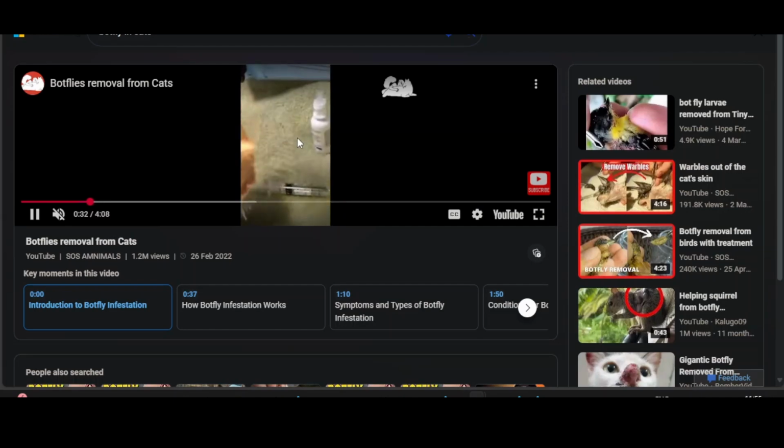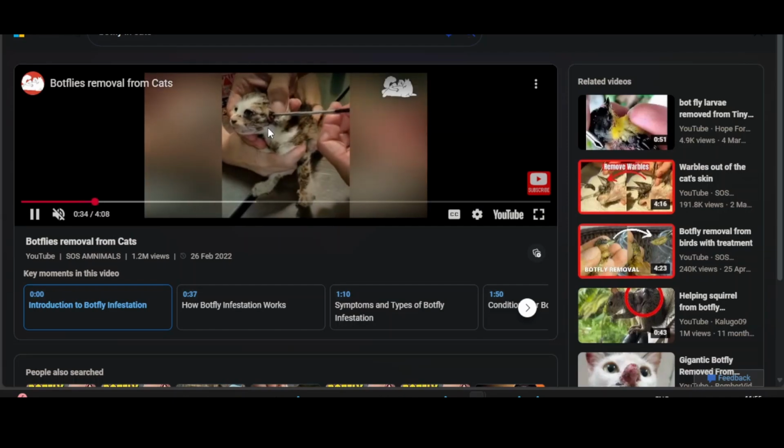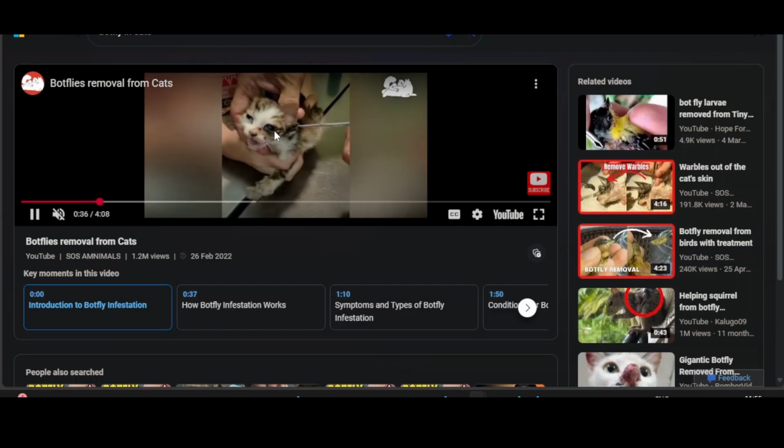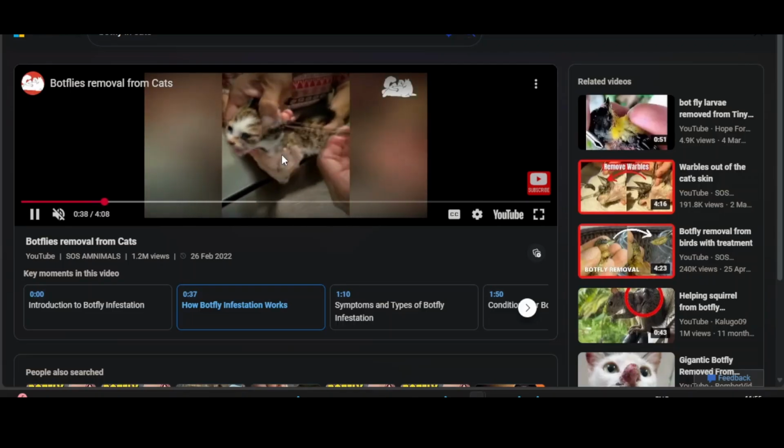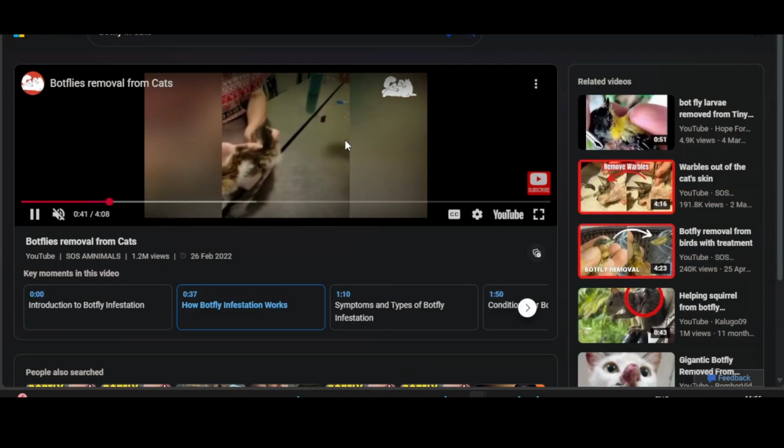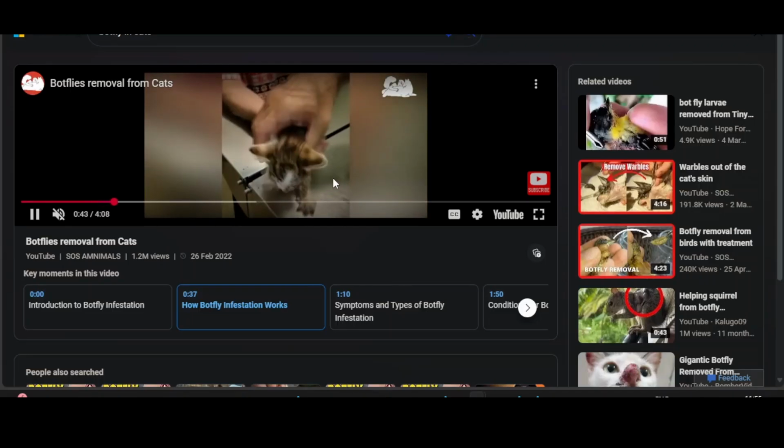I'm sorry if this is sensitive, but this is an example. Another botfly removal. See, the cat is crying, it's gory. That's a botfly removal.